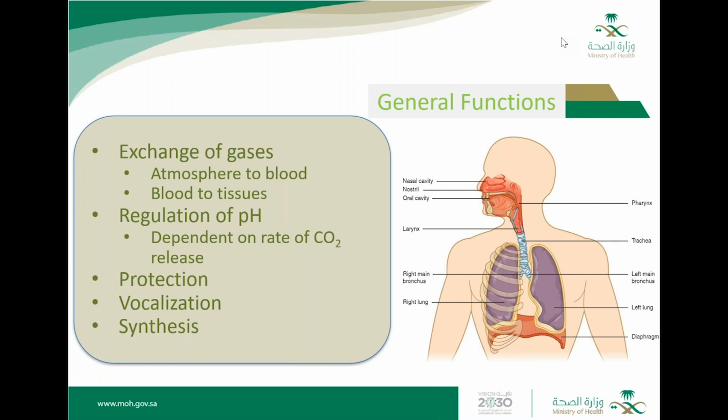The larynx contains the vocal cords, which are very important for vocalization. The respiratory system is also involved in the synthesis and activation of a whole host of products and hormones in our body, one of which is leukotrienes and angiotensin as well. These are important functions that are inherent in the respiratory system.